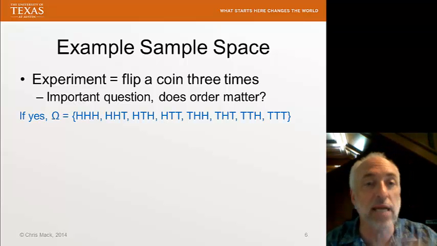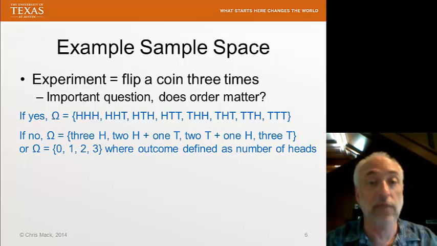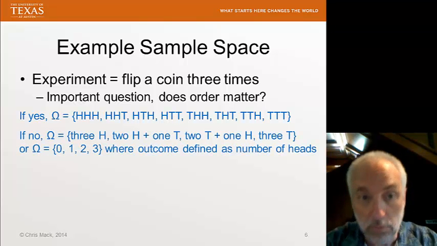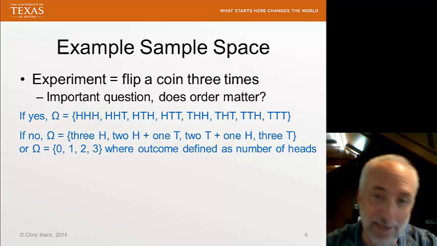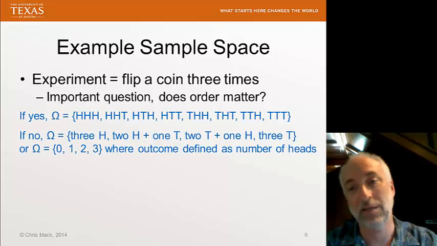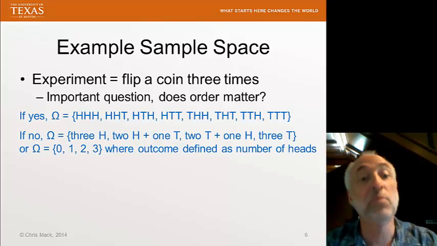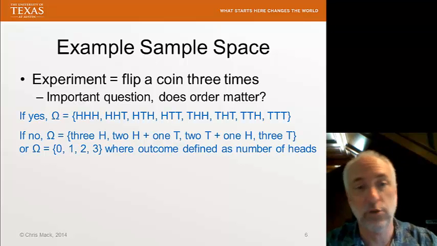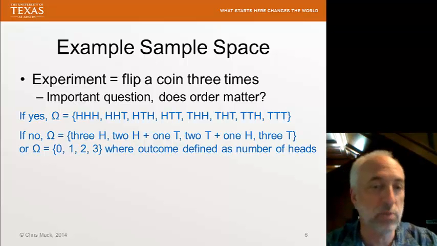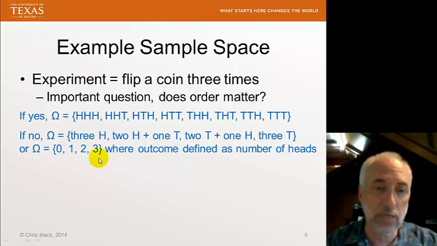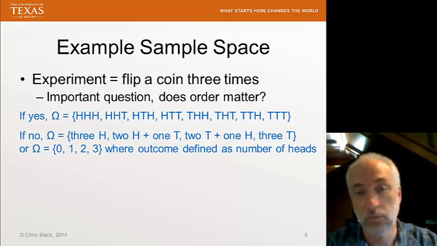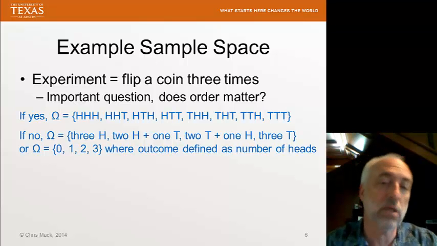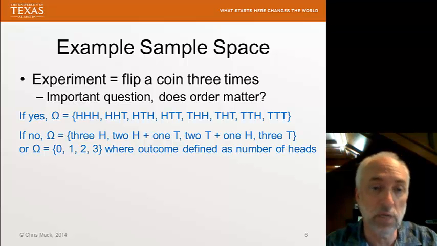I'm deciding what the experiment is, so I can decide that order doesn't matter. Now what's my sample space? Well, I could get 3 heads, 2 heads and 1 tail, 2 tails and 1 head, or 3 tails. A simple way of nomenclature for this sample space would be omega equals {0, 1, 2, 3}, where the outcome is simply defined as the number of heads. Of course, I could have defined it as the number of tails either way, but I need to make sure I clearly define which one I'm using.